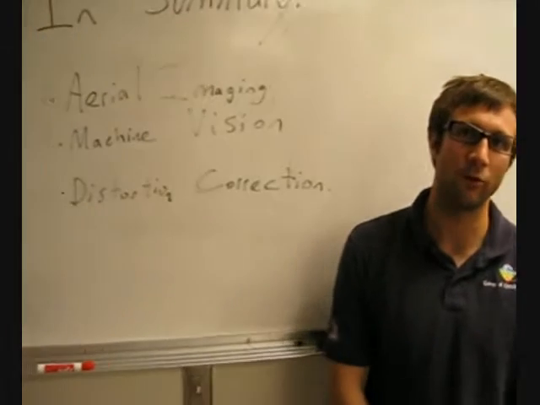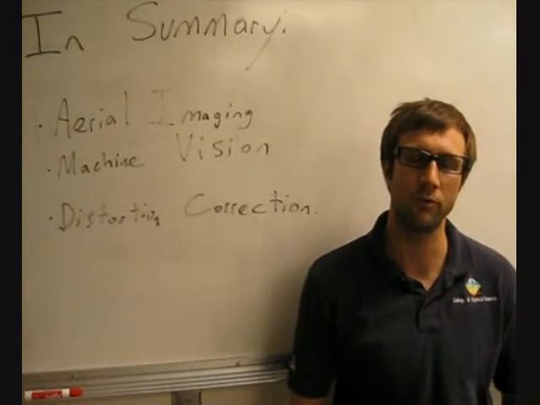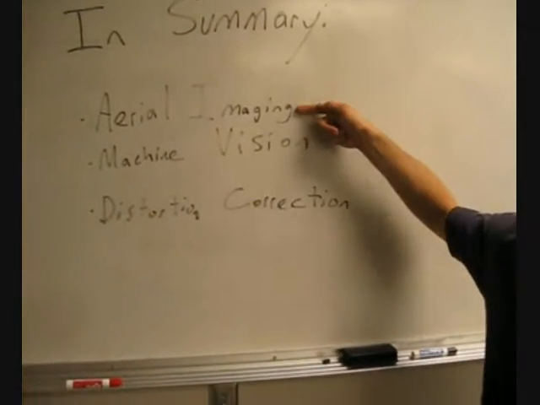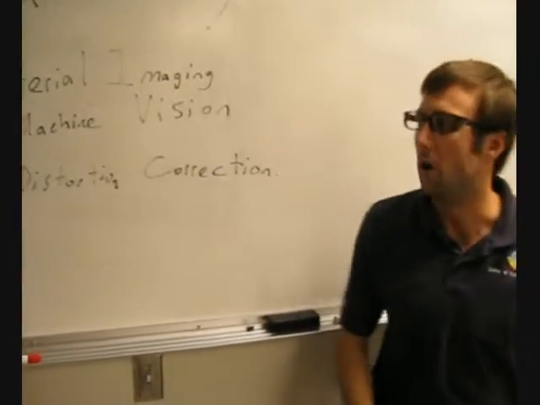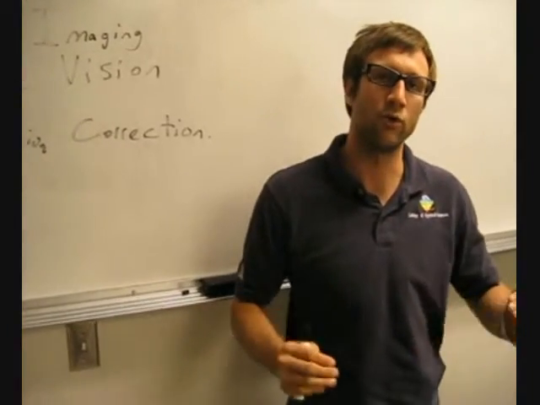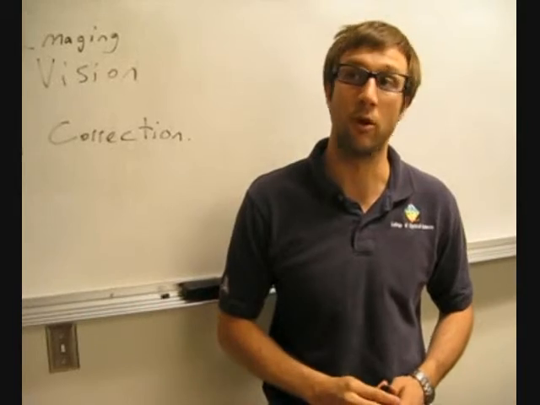Now we're just going to summarize what we learned today. Today we learned about characterizing distortion in camera objectives and lenses, and this is pretty useful in many fields, not limited to aerial imaging, machine vision, and distortion correction in photography. We can take these skills, remove and characterize the distortion in a system, and it allows us to better map and locate images across a picture plane.